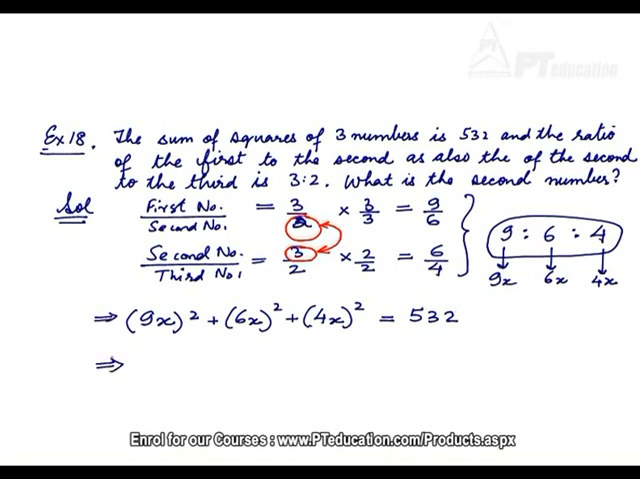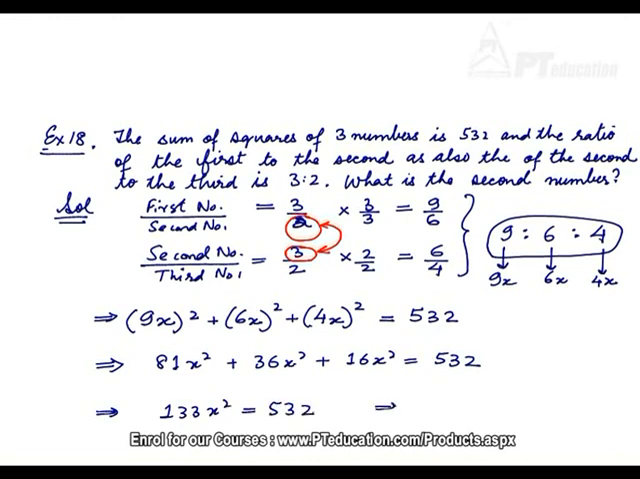Now the things are relatively easier because if you add on the left hand side, you will have 81x square plus 36x square plus 16x square is equal to 532. This is nothing but 133x square is equal to 532. So this will give us x square will be 4. This will give us x will be plus minus 2. Remember, it is important to understand that x can be plus or minus 2. Both values seem to be acceptable here.